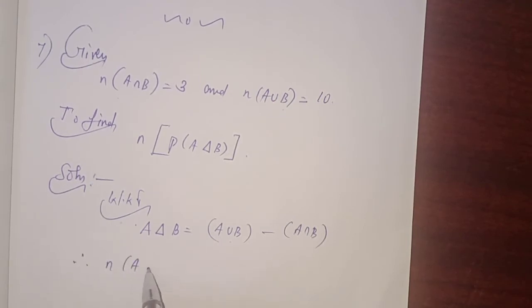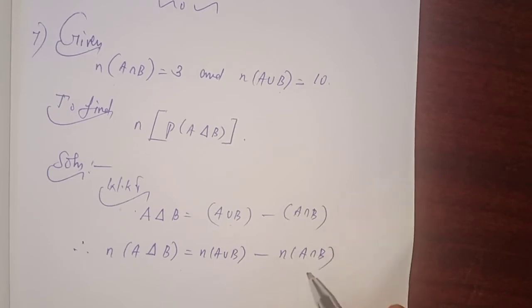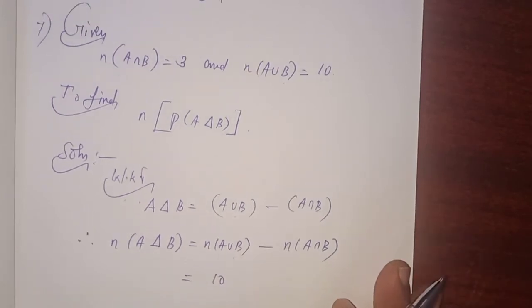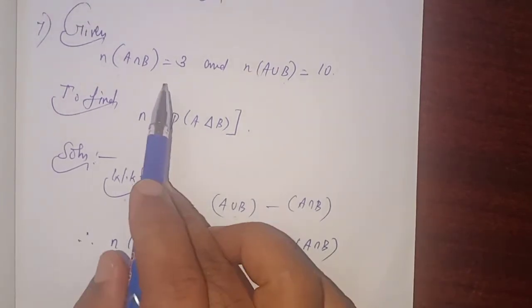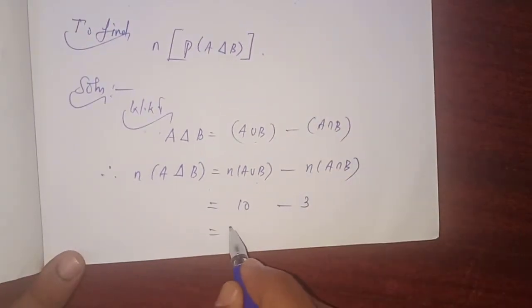Therefore, n of A delta B is equal to, how many elements in A union B? n of A union B minus n of A intersection B, that is equal to n of A union B, which is 10, minus n of A intersection B, which is 3. 10 minus 3 is equal to 7.